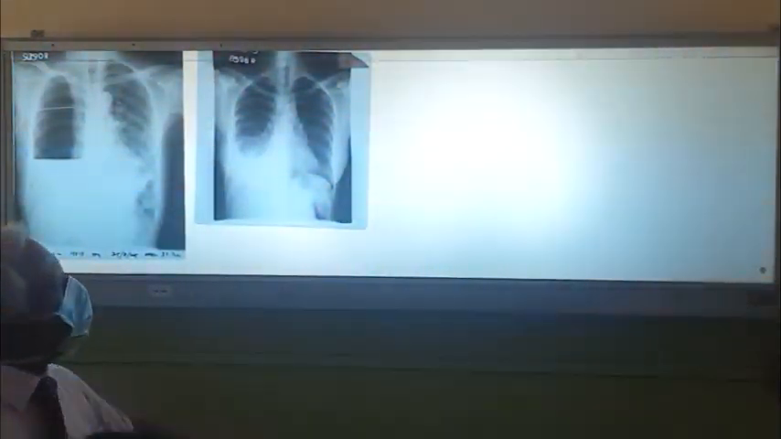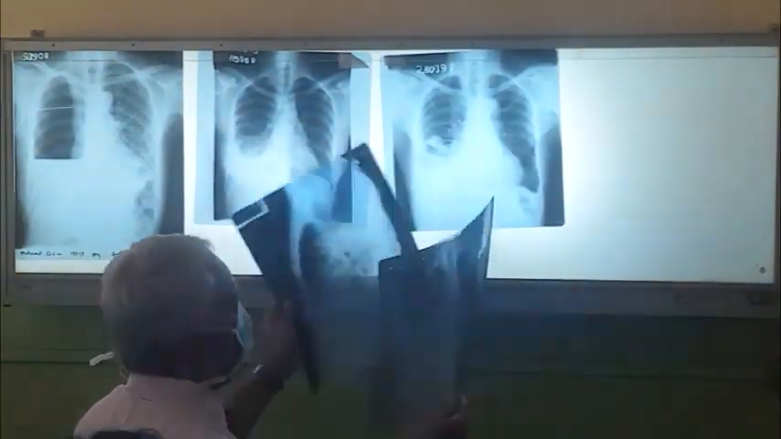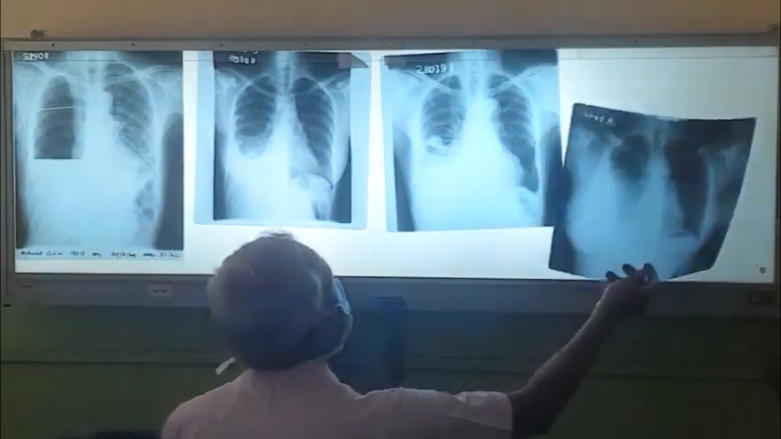These are some pleural effusions, but not typical pleural effusions. You have enough typical pleural effusions in the ward, right? All these patients have pleural effusions, right?